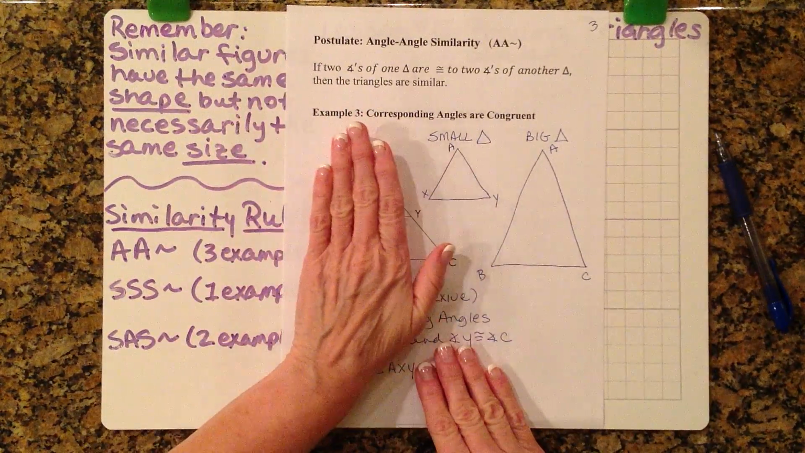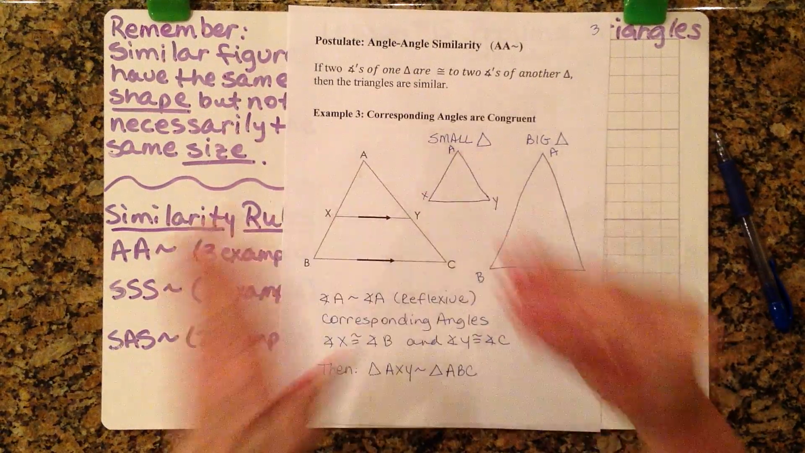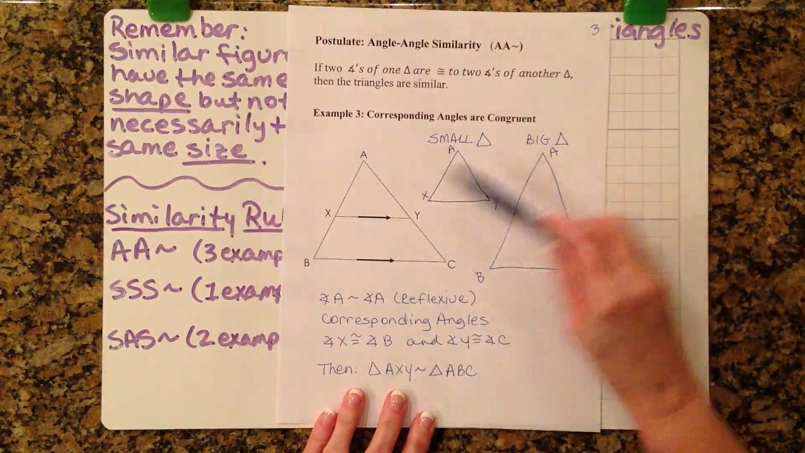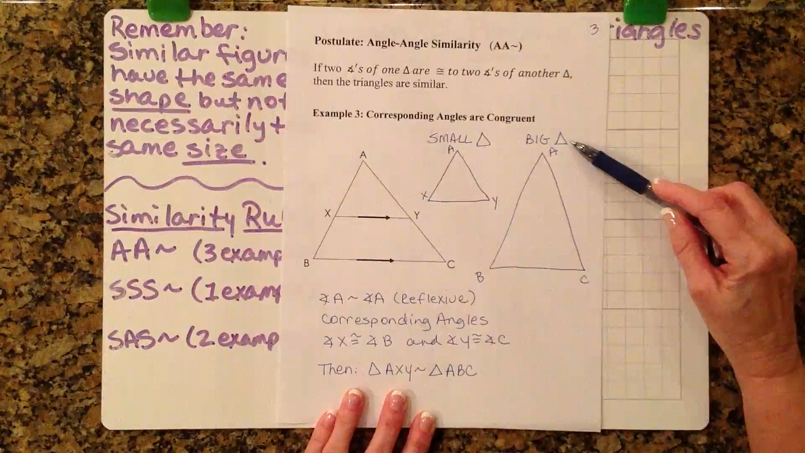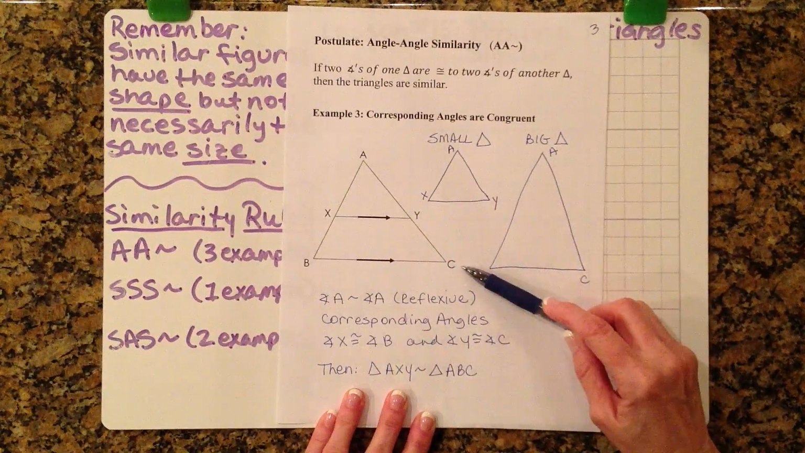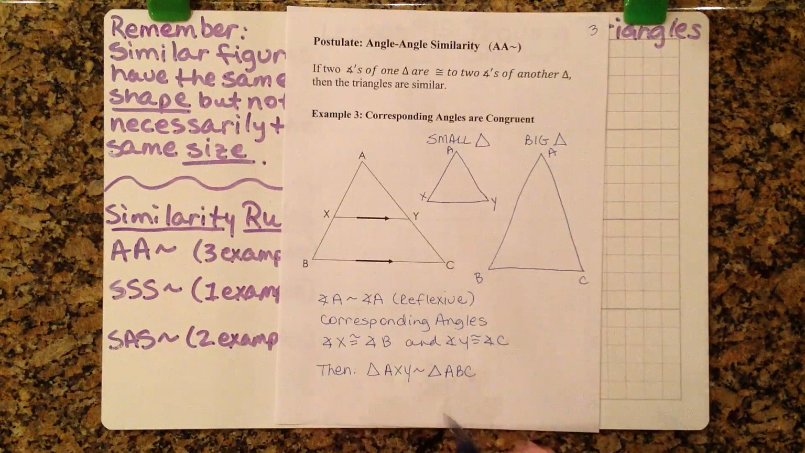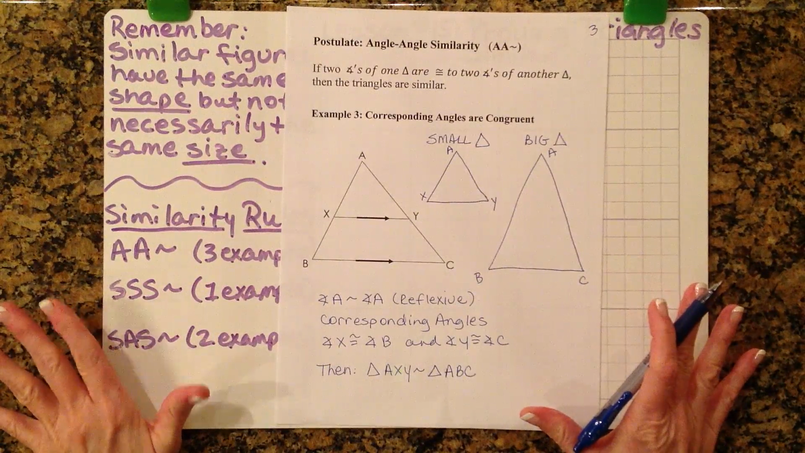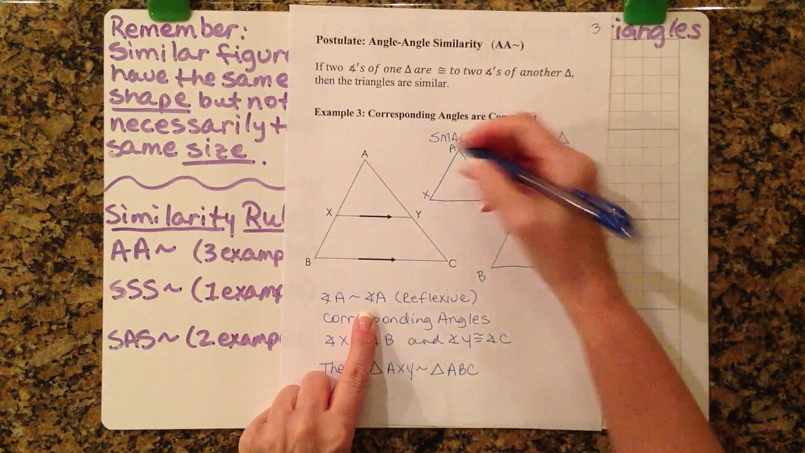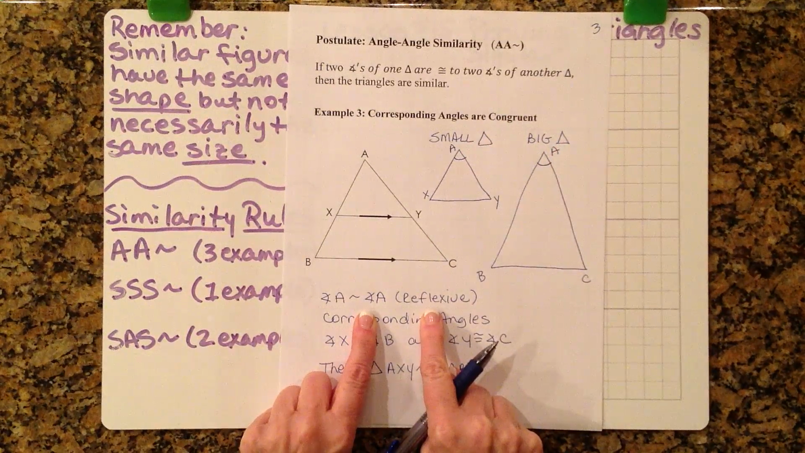Well, actually you have one big angle and then you have a smaller angle on top of it. So if you notice, you have small triangle AXY right there, and you have big triangle ABC right there. They're going to have some angles that are congruent with each other. Which angle can you easily see is congruent? If you notice, A is congruent to itself right there, and that's the reflexive property.